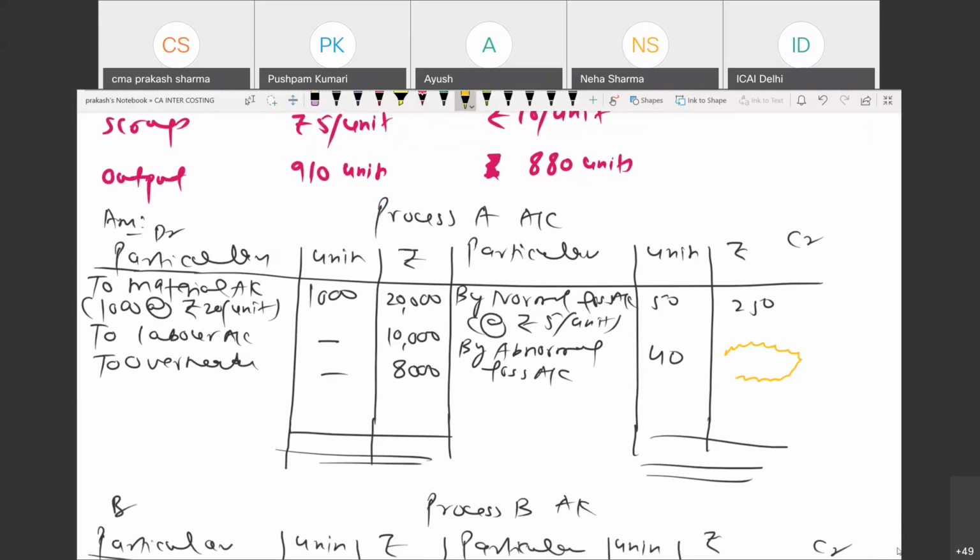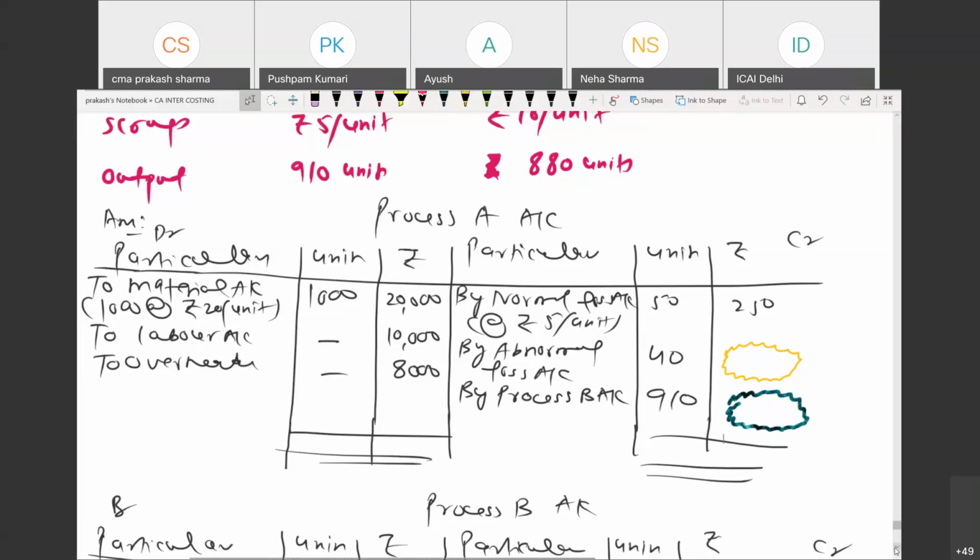This is the question: how to value our abnormal loss. Whatever units are left will be transferred to the next process, which is process B. Or you can write by units transfer to process B, or I simply write here process B, 910 units. And here again I need to find out the value of the units that will be transferred to the next process.